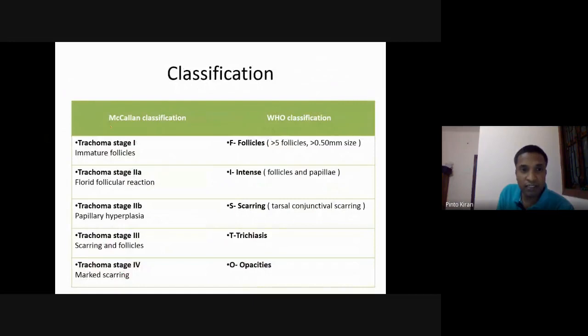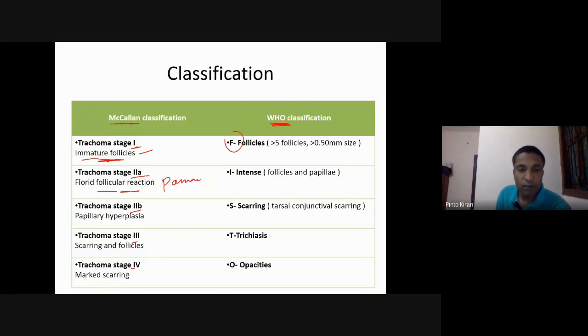So how do you classify? Classification can be either based on Macmillan's classification, which is one of the old classifications, or the WHO classification. Macmillan's is almost similar, only they have termed it FISTO. In the FISTO classification, they have stage 1, 2A, 2B, 3 or 4. In stage 1, you have immature follicles. I'm stressing this because a question has been asked based on the stages of trachoma. In stage 2A, you will have a florid follicular reaction, and severe pannus formation.